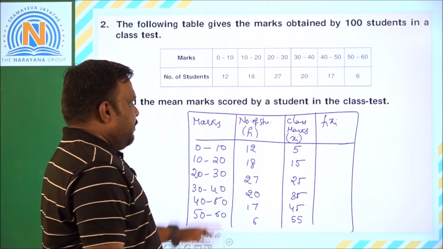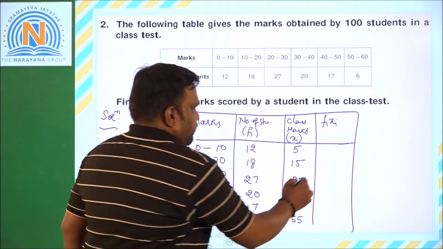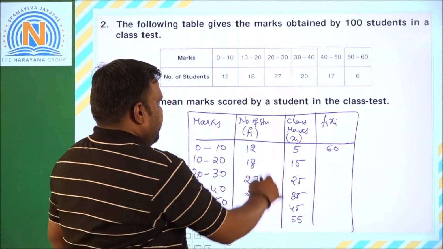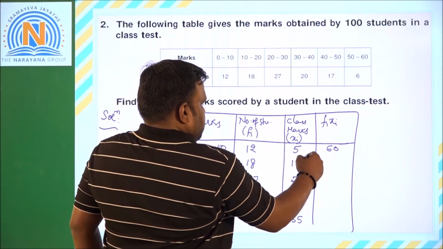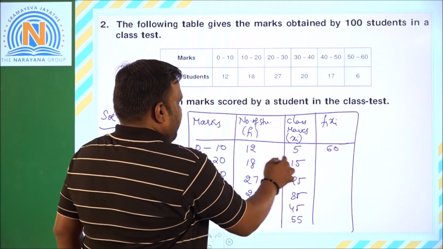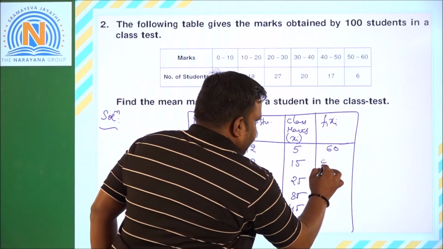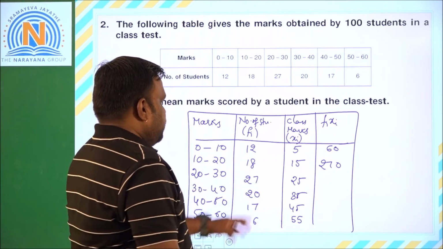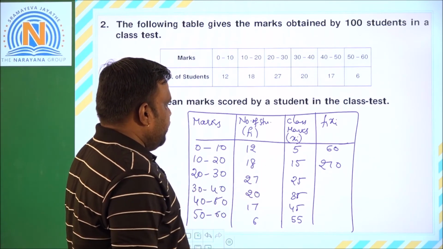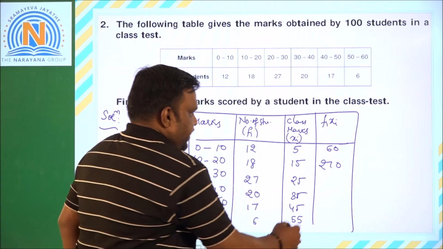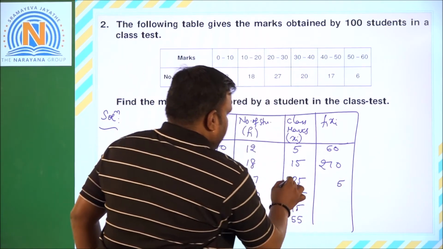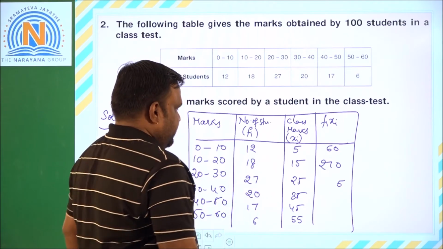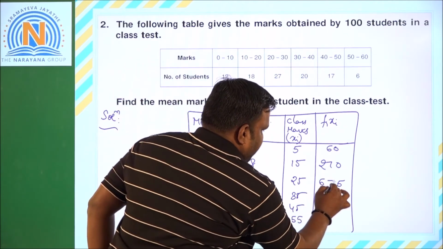Now Fi Xi. Multiplying these, 12 into 5 will give you 60. And next 18 into 15: 15 8s are 120, and 18 ones are 18, plus... that is 270. Next 27 into 25: 5 into 27, if you take it correctly, will be 135. And next let us write the 5 here. And 27 into 2 is 54, 54 plus 13 will give you 67, that is 675.